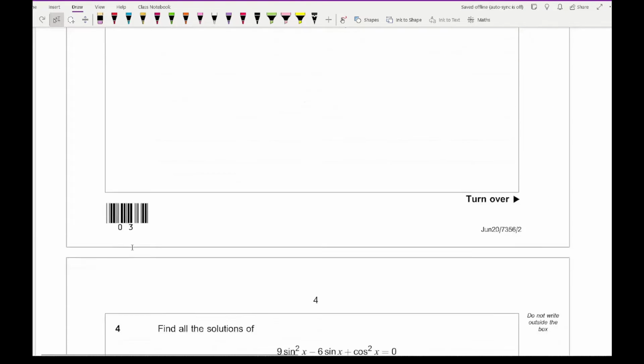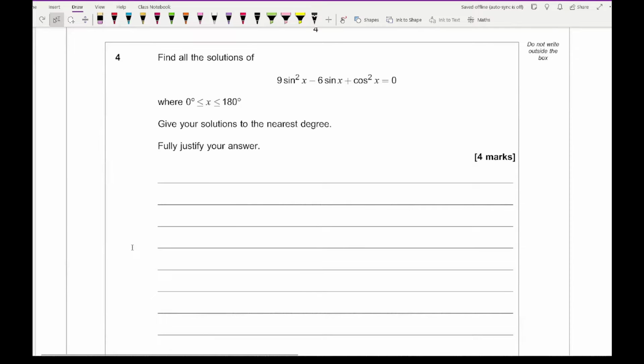Then moving on to question 4, it says find all the solutions of 9 sine squared x minus 6 sine x plus cos squared x equals 0, where x is between and inclusive of the range of 0 to 180. Give your solutions to the nearest degree and fully justify your answer. So looking at this, what we want to do is have an equation that just involves sine. So we need to use the trig identity. We know that cos squared x is equal to 1 minus sine squared x.